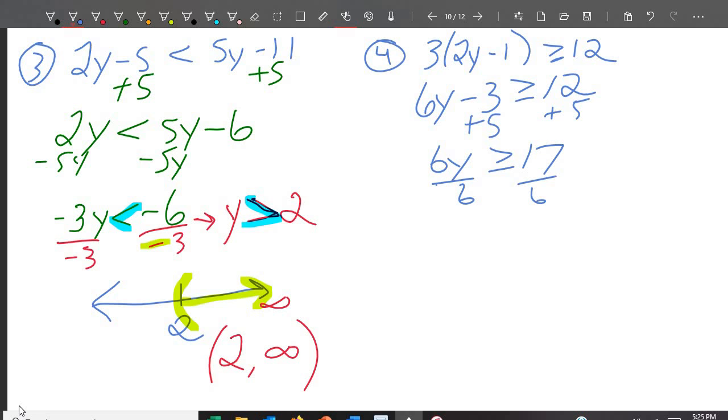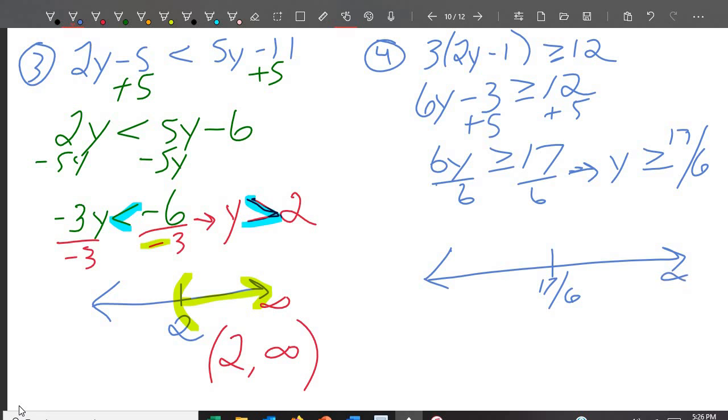Divide by 6, and yeah, it's ugly. So it's just y is greater than or equal to 17/6. So on a number line, we're just going to mark off 17/6. Of course, that's infinity, negative infinity. Okay, we're greater than or equal to, so we're going to shade to the right. Now this time, because it's got the equal to part, we're going to have a bracket. So the final notation will be bracket 17/6, positive infinity, parentheses.